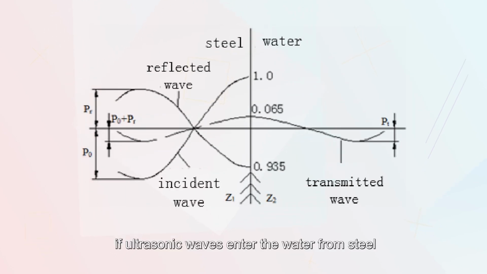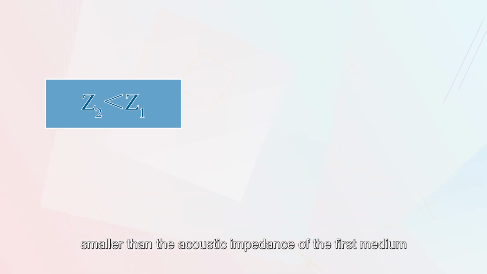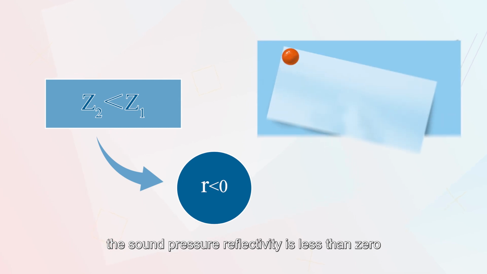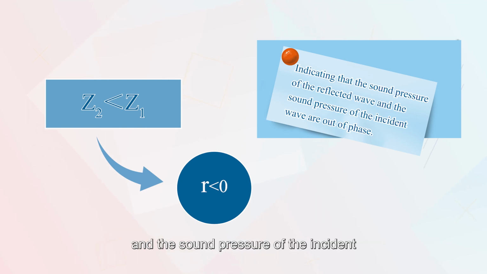Conversely, if ultrasonic waves enter the water from steel, when the acoustic impedance of the second medium is smaller than the acoustic impedance of the first medium, the sound pressure reflectivity is less than 0, indicating that the sound pressure of the reflected wave and the sound pressure of the incident wave are out of phase, and weakened.